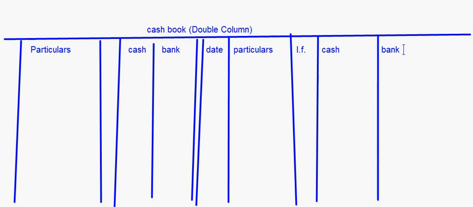As you did in your single column, this is basically the receipt side, where all the receipts will come on the debit side, and whatever payments that will come on the credit side, right? Okay. Now some more important points relating to this.